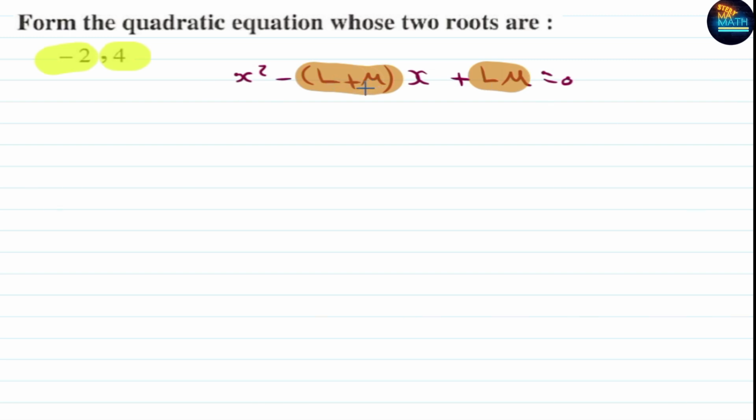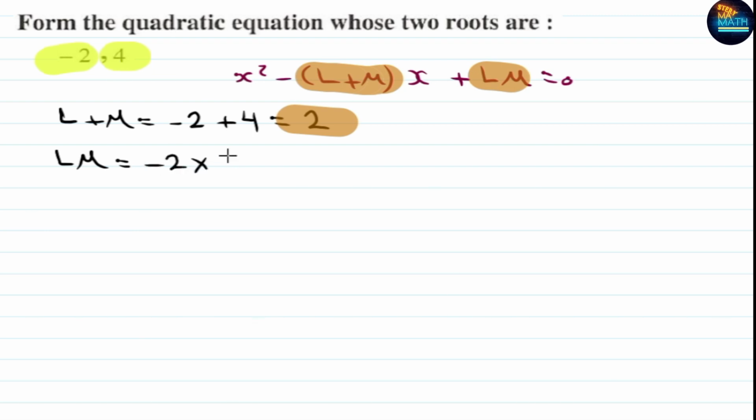What is the sum of the two roots? L plus M is equal to -2 plus 4, which is equal to 2. And the product, which is L times M, is equal to -2 times 4, which is equal to -8. Now we can plug all of this information into the quadratic equation. x squared minus (L plus M), which is 2, so it's 2x, and LM, which is the product, is -8, so minus 8 is equal to 0. That is the equation.